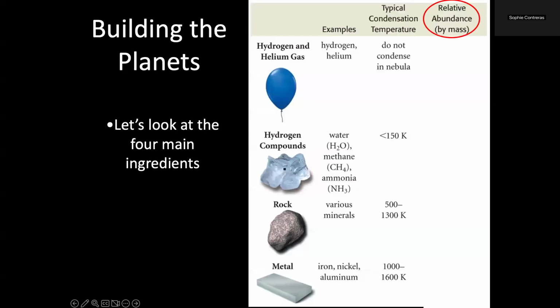All right, here's another component of what we learned. And that is, what can I build stuff out of? So we talked a little bit about what the disk was made of, the composition of the disk. And most of it is hydrogen and helium. But there's a lot of gas mixed with the dust, right? Mixed with rock and metal.